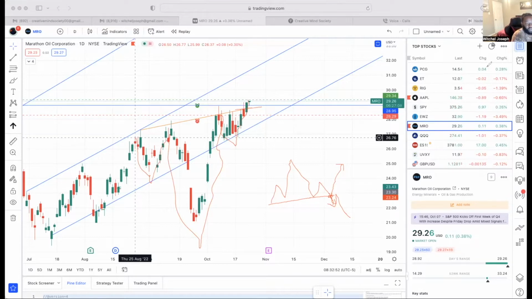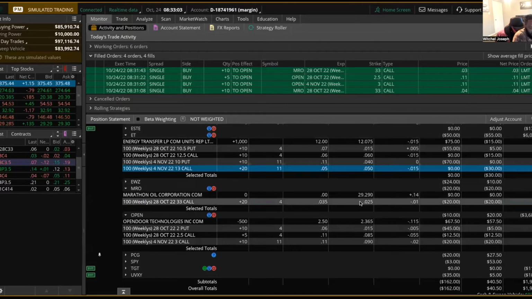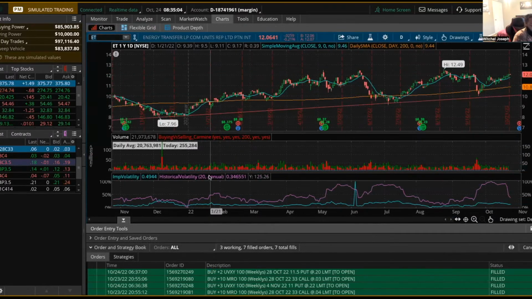So this might be the first play I actually want to go into, because I already have some on my demo. So let's go to the demo. Look at my MROs. The 33 calls dropped down to $2. That could be an opportunity, and it's by the end of the week, $3. I think I like these. I'm going to see if I can get them tomorrow. So this is a chart for ET.